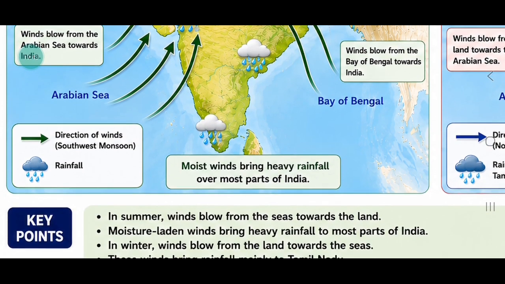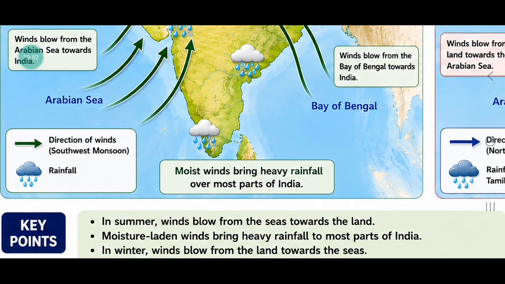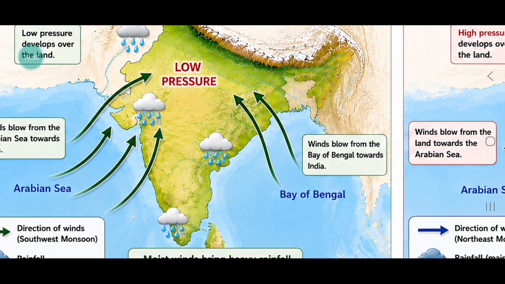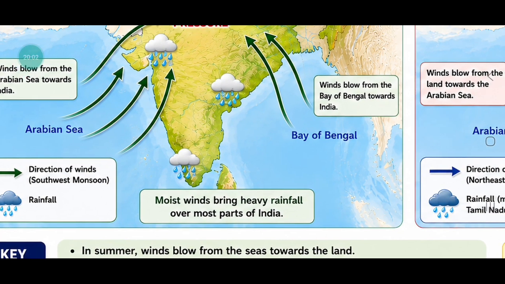It is southwest monsoon. These winds are moist. These moist winds bring heavy rainfall over most parts of India. Winds blow over the Bay of Bengal towards India. Again I will say, these winds blow from the Arabian Sea also, and the Indian Ocean and Bay of Bengal.